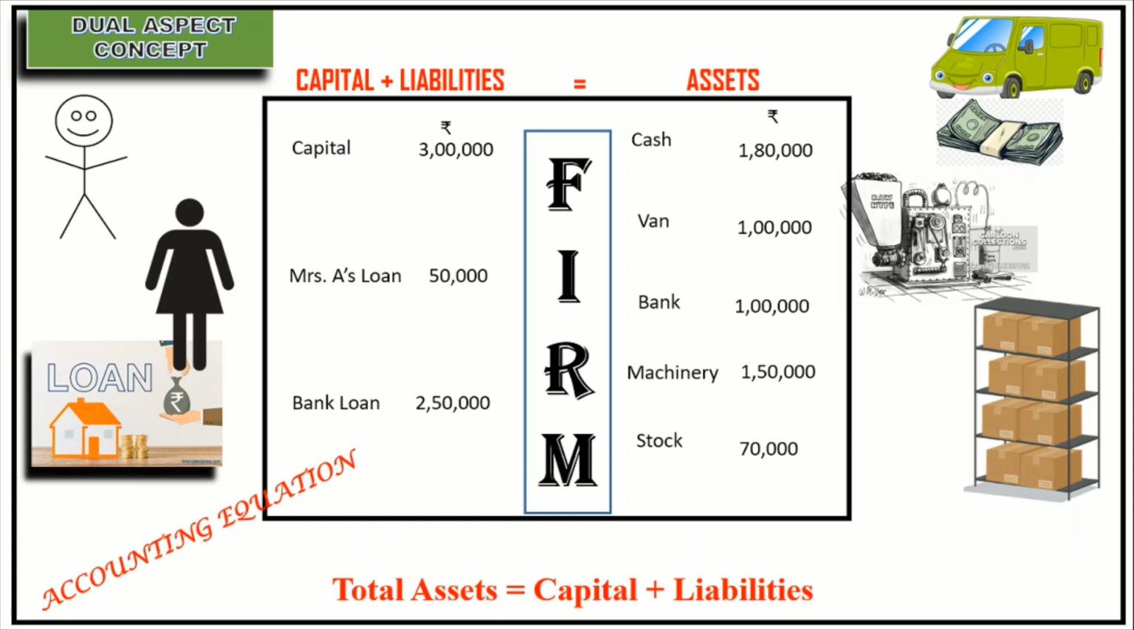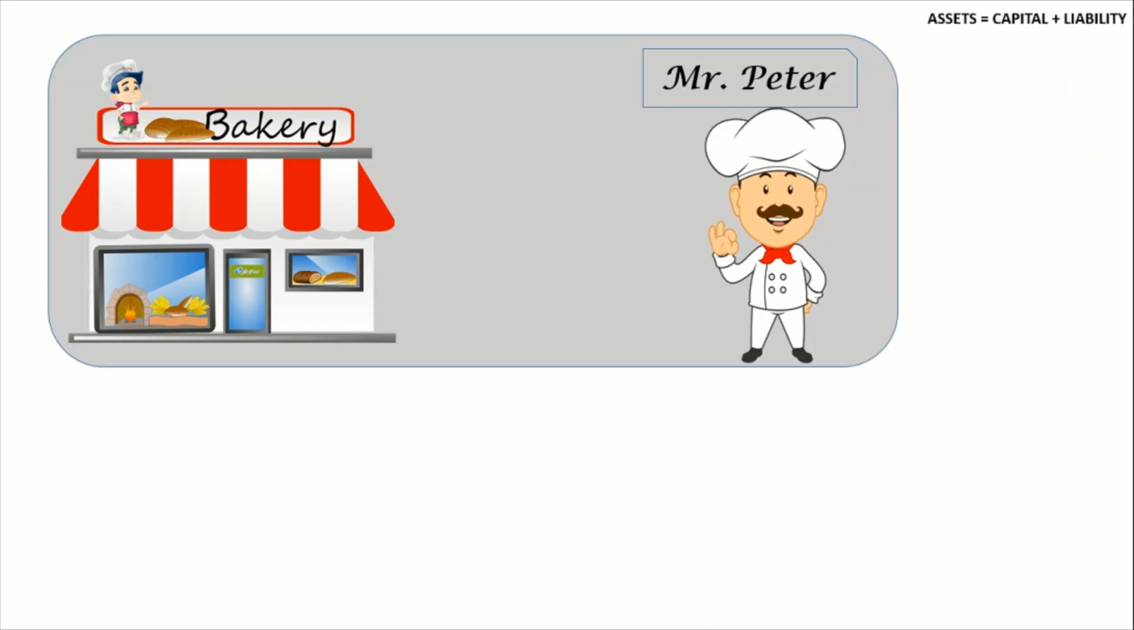So let's understand how this accounting equation is justified by each and every transaction. Let's understand with the help of one small story. Say hi to Mr. Peter. He owns a bakery. He invested some amount in the business.